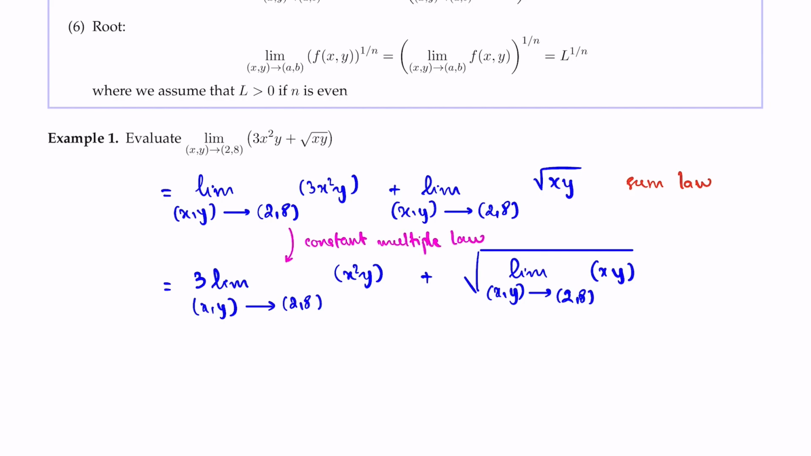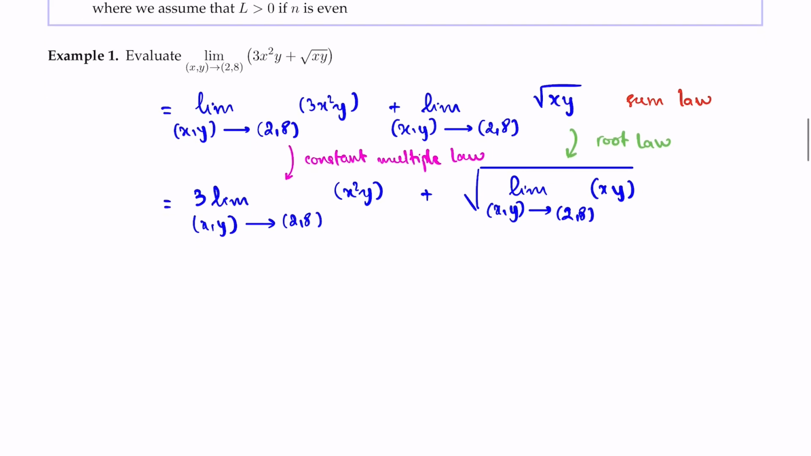And for the second limit, I use the root law. Now to obtain the limiting value, I'm just going to use direct substitutions. So x equal to 2 and y equal to 8, and I get 3 times 2 squared times 8 plus square root of x, limit of x times y. So again, x equal to 2 and y equal to 8. So here I get 2 times 8.